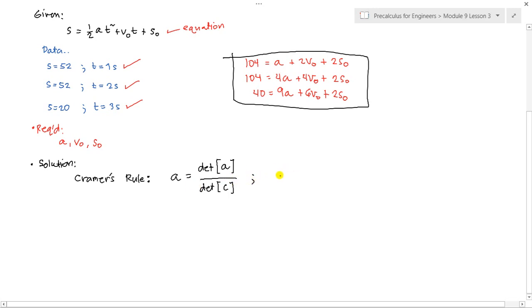That is for A. And for the V naught, V naught is equal also to the determinant of the matrix for variable V naught all over the determinant of the coefficient matrix. So same na sa denominator ha, bantay ang pattern. Now for the last variable, S naught is equal to the determinant pod ni S naught all over sa determinant sa ato ang coefficient matrix.